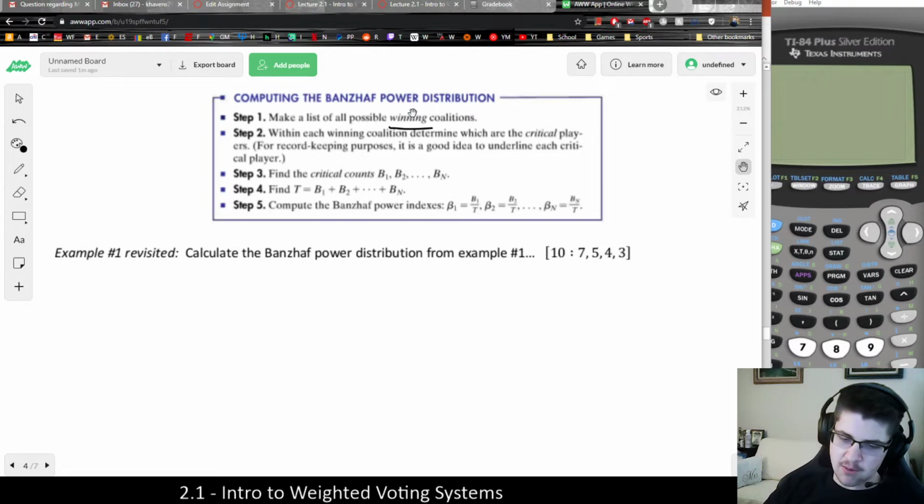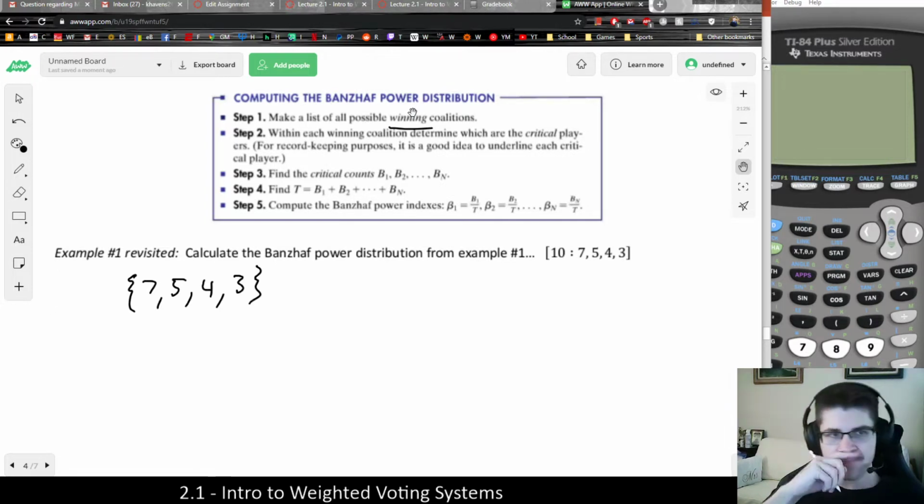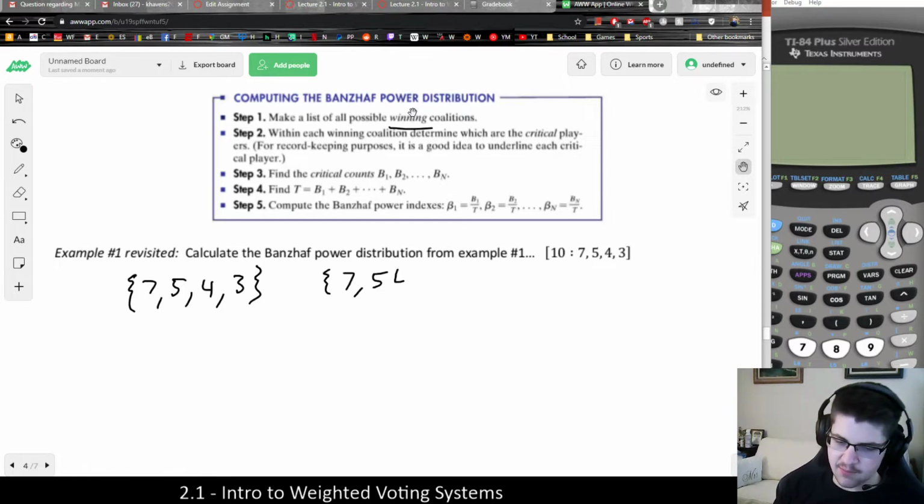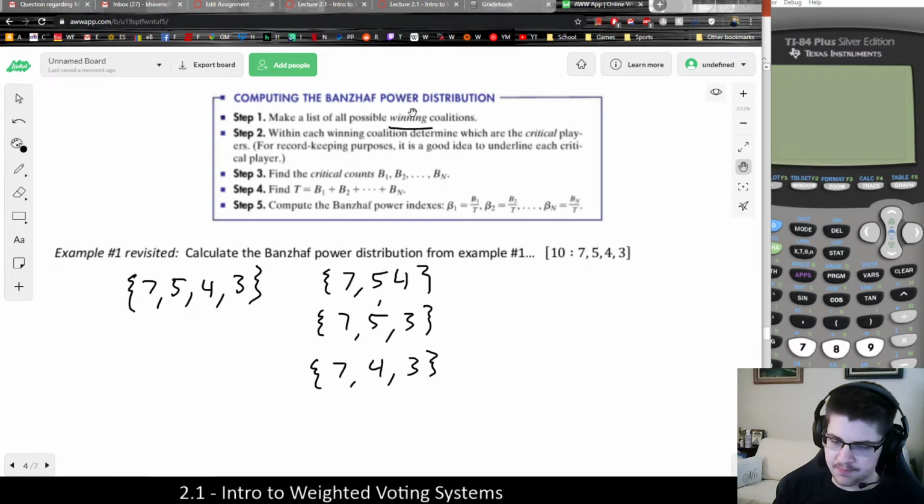So let's just return back to that process, which, again, we could start with the group of all 4, which is winning. I believe we found 8 of them. Then when coming to 3-player coalitions, I believe they were all winning. There was 754, 753, 743, and 543. And remember, you can find each of those by removing 1 player at a time.